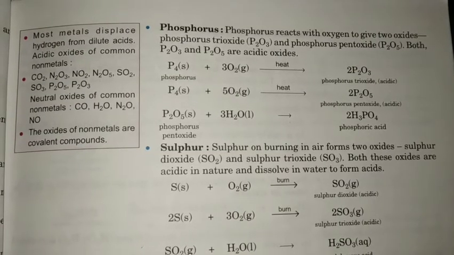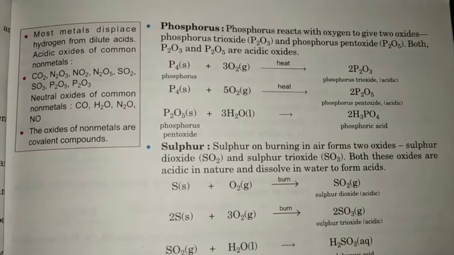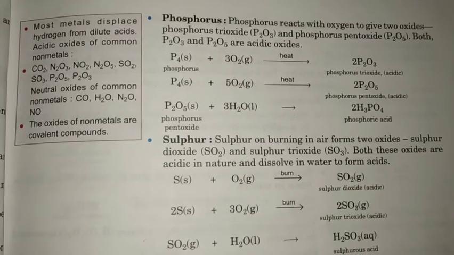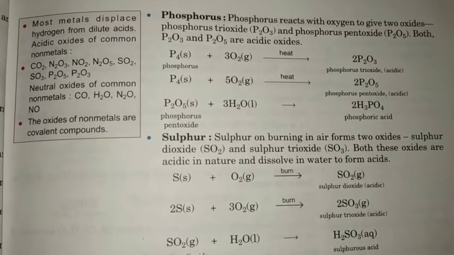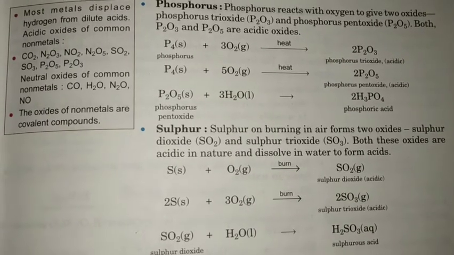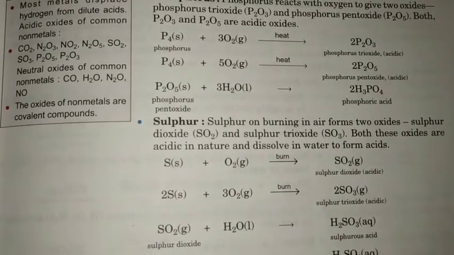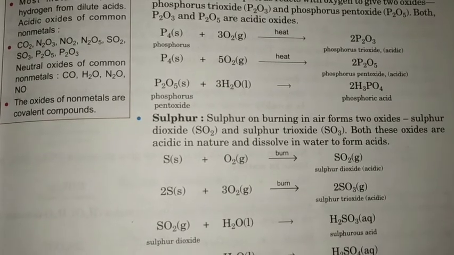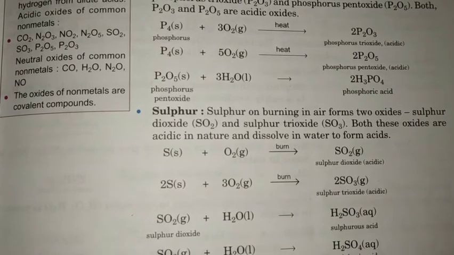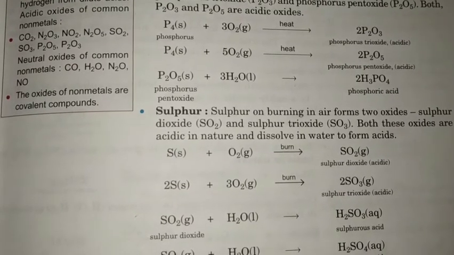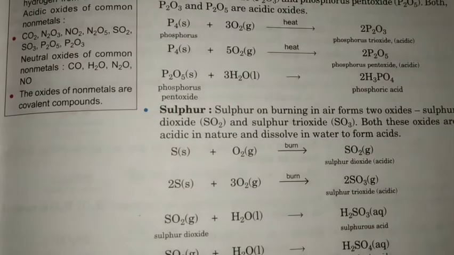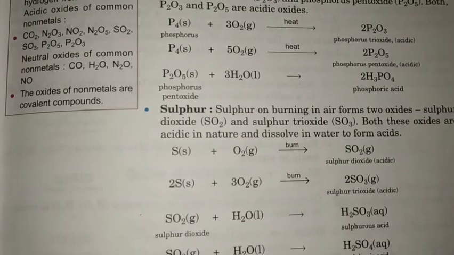Now let's see how phosphorus reacts with oxygen. When phosphorus reacts with oxygen, it gives two types of oxides. One is phosphorus trioxide and the other is phosphorus pentoxide. Both are acidic in nature. You know phosphorus exists as tetraatomic P4, so P4 plus O2, and if you heat this, you will get phosphorus trioxide.